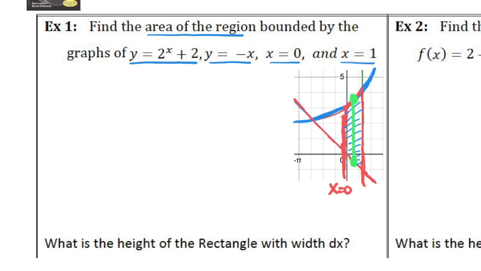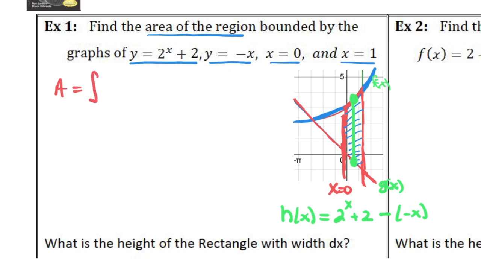So if I think of f of x as the top, and this is g of x for the bottom, the height of my rectangle is going to be 2 to the x plus 2 minus negative x. So the height of my rectangle is going to be 2 to the x plus 2. So the area, which is equal to the integral.